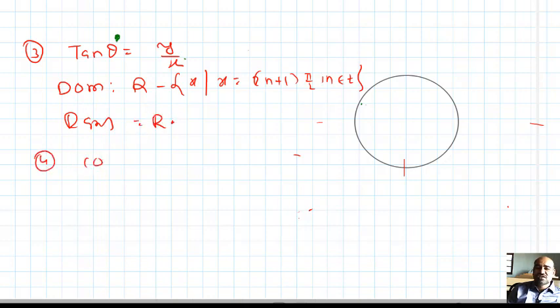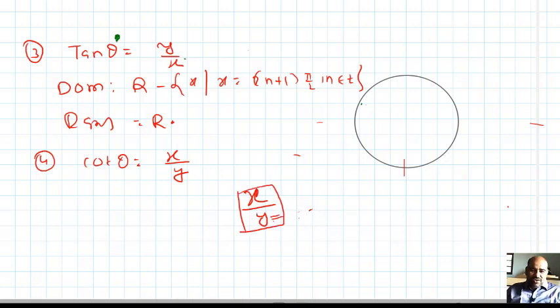Next, the fourth one is cot theta, which we should define. Cot theta is defined as x by y. Now I want to find the domain, meaning for what values of x and y is x by y defined. If y equal to 0, then x by y won't be defined. Now we want to identify for what values of theta y equals 0. Every point on the x axis has its y coordinate 0 only. What is the meaning of that?